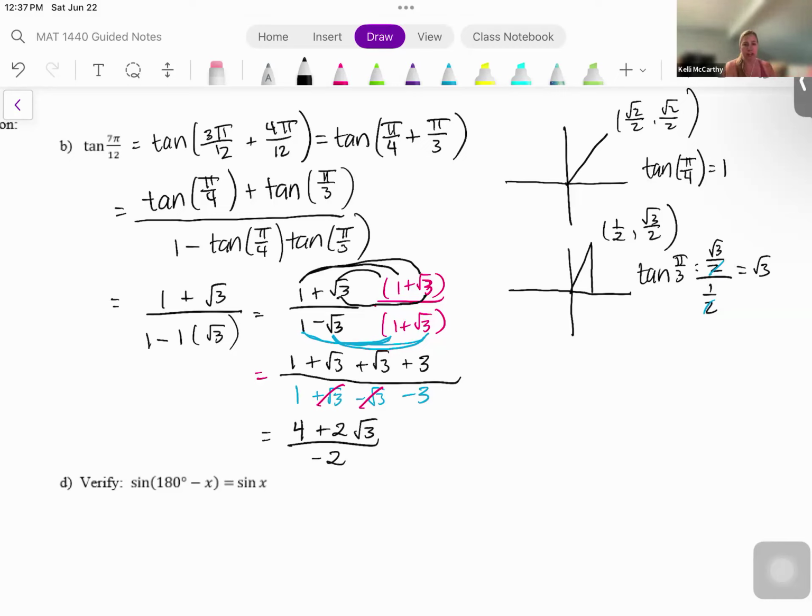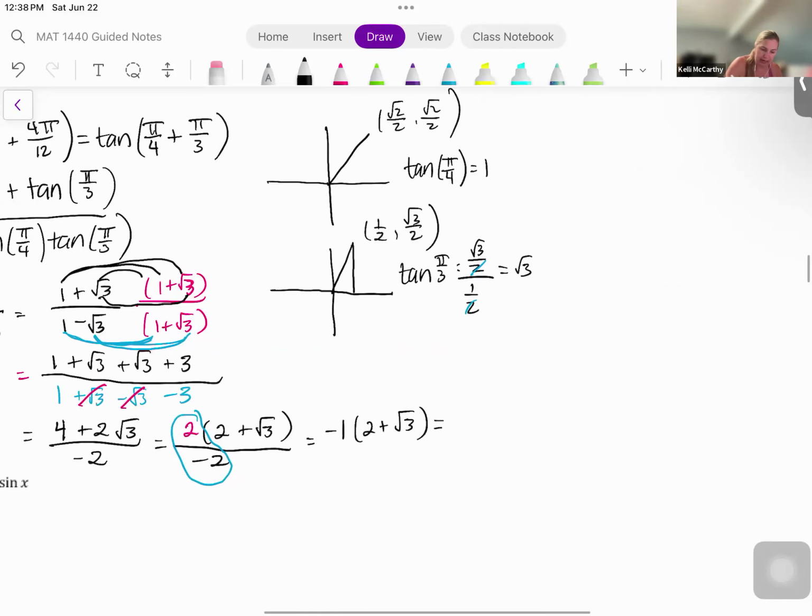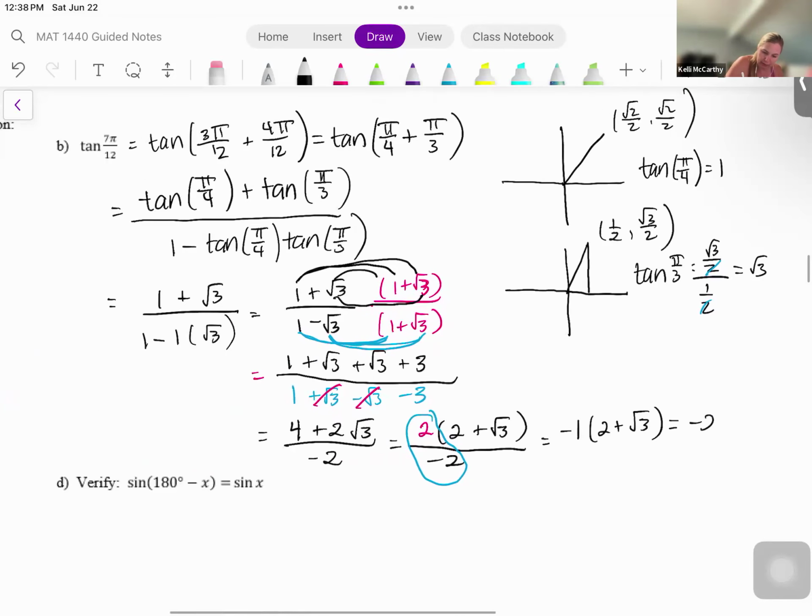Both the numerator and the denominator have a factor of 2, so I'm going to actually show that factoring. So we're going to pull out a factor of 2 from the numerator, and this is going to be 2 times 2 plus the square root of 3, and this is divided by negative 2. 2 divided by negative 2 is negative 1. And then we'd want to distribute that. So this is negative 2 minus the square root of 3.